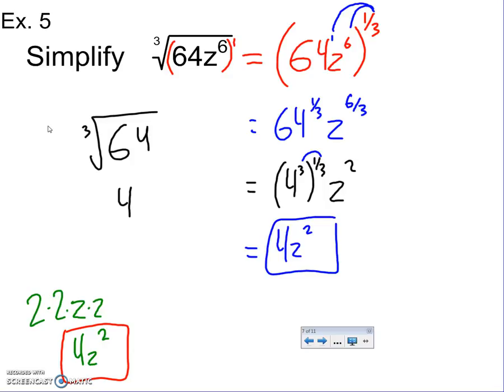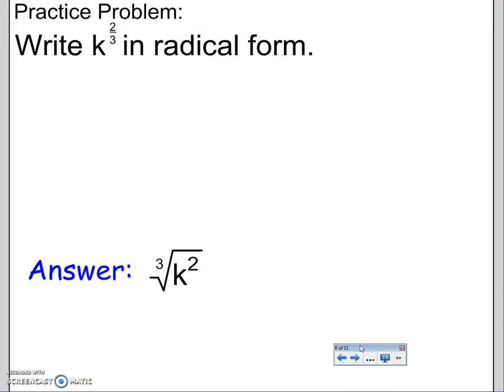All right, here's the practice problem. Just write that in radical form. There's the answer. If you can do that, it should be fine for class.